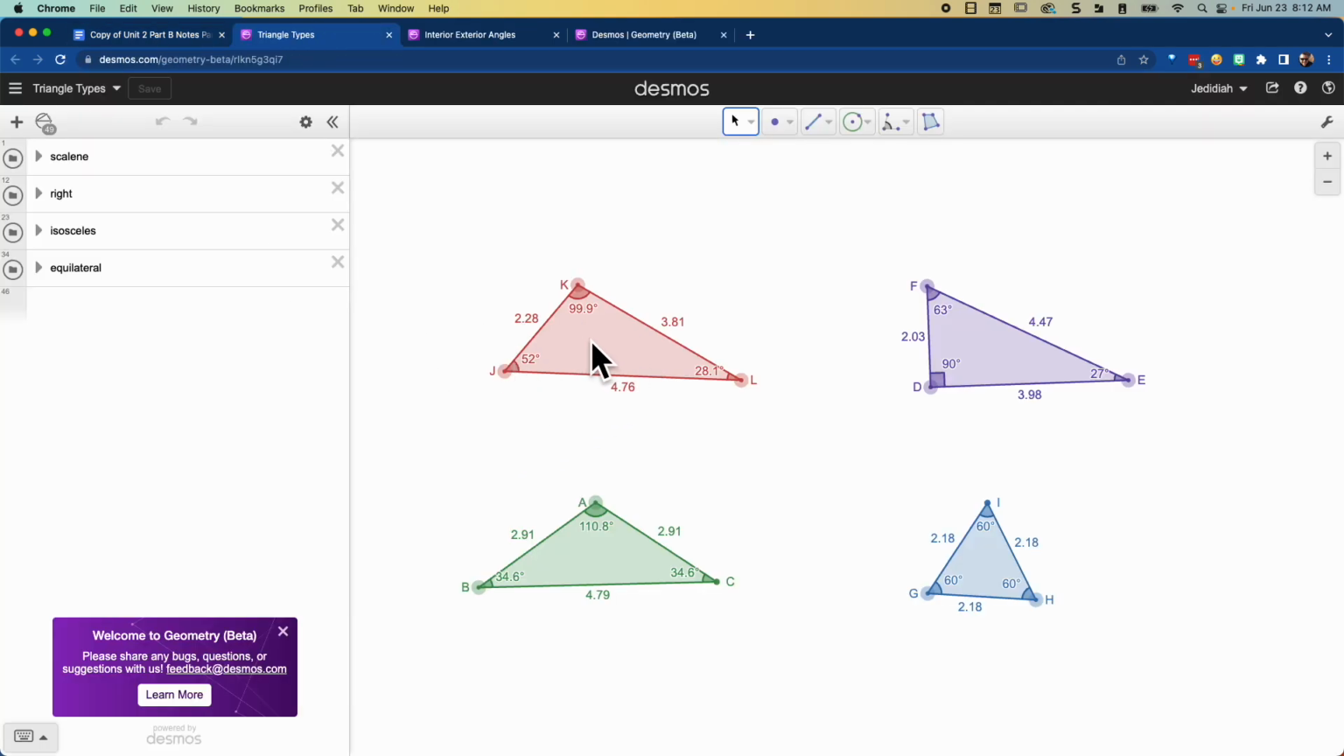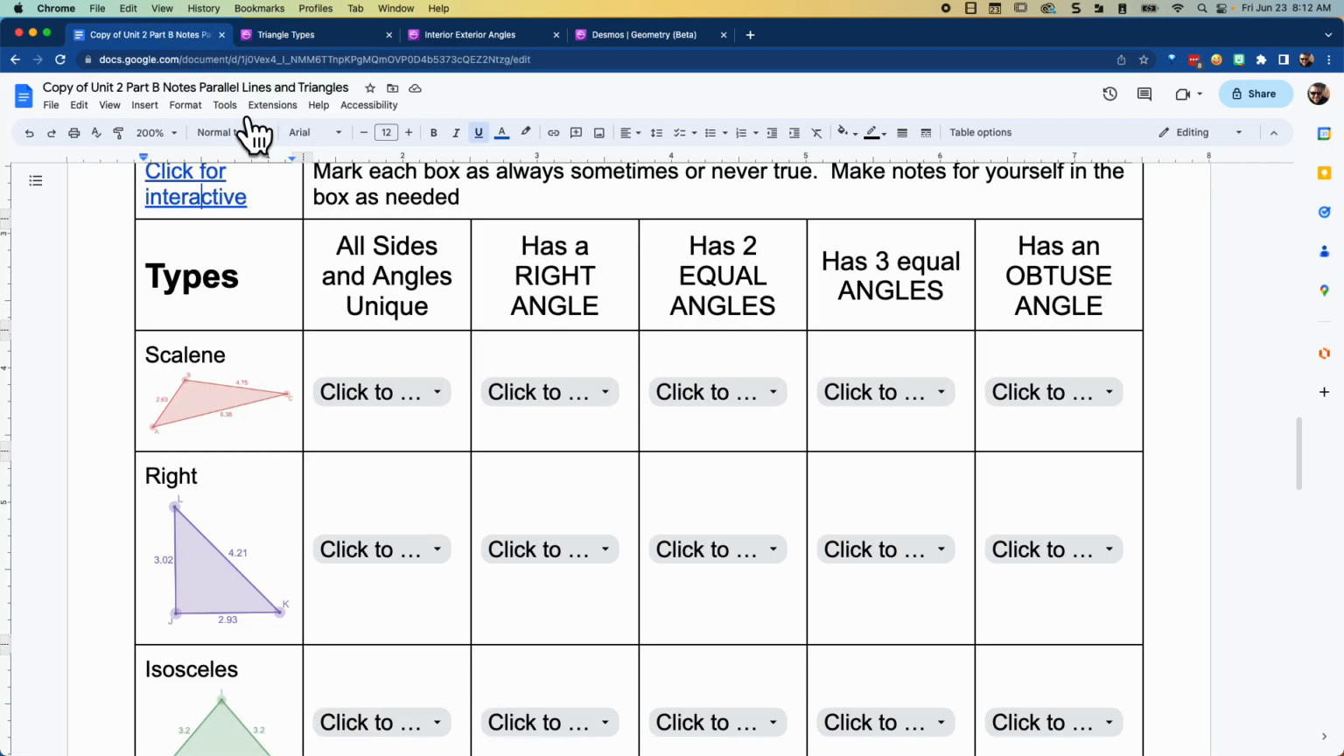So see this red one in its current state, it has an angle bigger than 90. That means it would be obtuse. But if I drag it up, now it's acute because all three of these angles are less than 90 degrees. All right, but now let's take a look at this and see what happens with this.